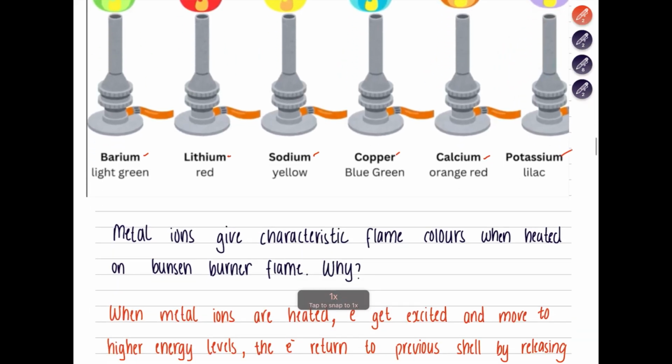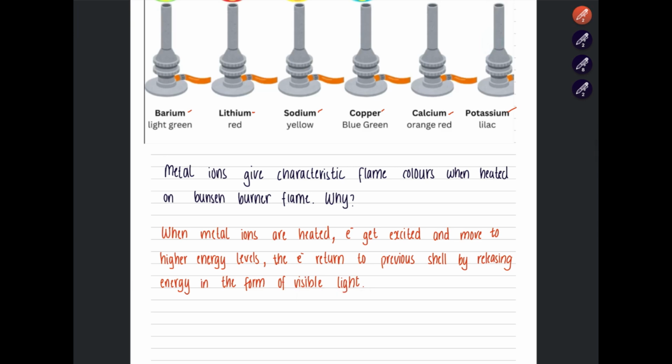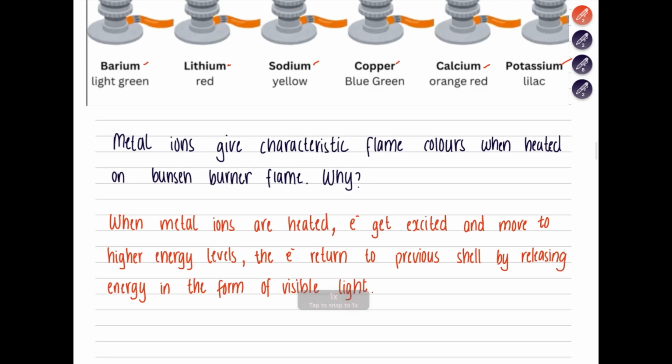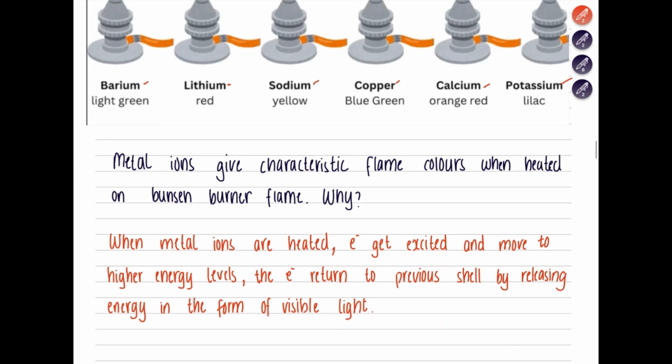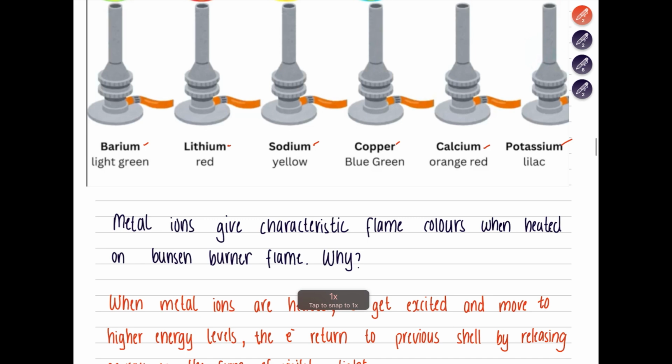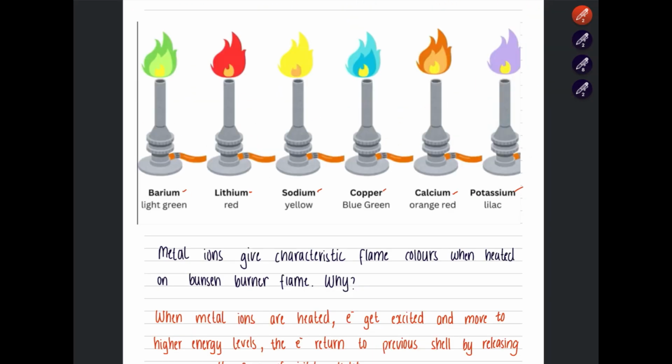Basically, the reason behind that is when metal ions, for example lithium ion or sodium ion, are heated, the electrons get excited and move to a higher energy level. For example, if this is a nucleus and this is an electron, it moves to the next shell. Then when they return from the higher shell back to the previous shell, this change in energy is released in the form of visible light. Since every metal has a different energy level, we get a characteristic flame color.